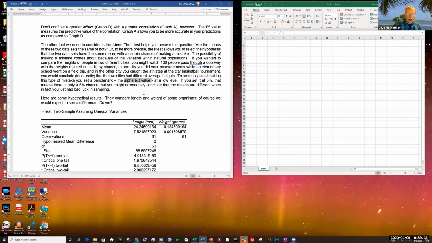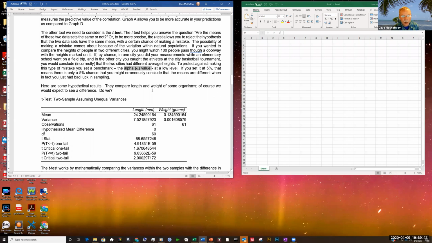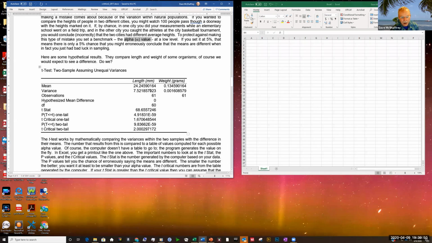So let's take a look at what a t-test looks like if you run it through Microsoft Excel. Okay, so this is a t-test. It assumes unequal variances. We'll talk about that later. Excel gives us a printout. It tells us the mean or the average of the length in millimeters and weight in grams, okay? It tells us the variance. On average, how far away was each individual from that average? And this is saying most of them were somewhere between 24 minus 7.5 or 24 plus 7.5.